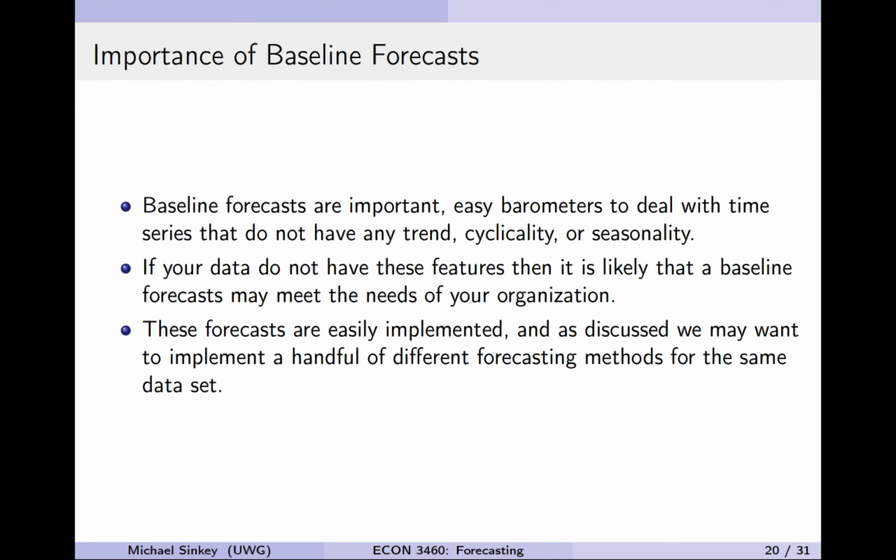And so I think baseline forecasts like the naive and the average model are important barometers that we can use for time series without trend, cyclicality, or seasonality. So these are the baseline forecasts. You come in day one for any time series that you have, you make these forecasts, you take a look and see if these are acceptable for your organization. And if they are, you move on. And if they're not, then we have to go to plan B, which we will often be in. These forecasts are very limited in what they can do.